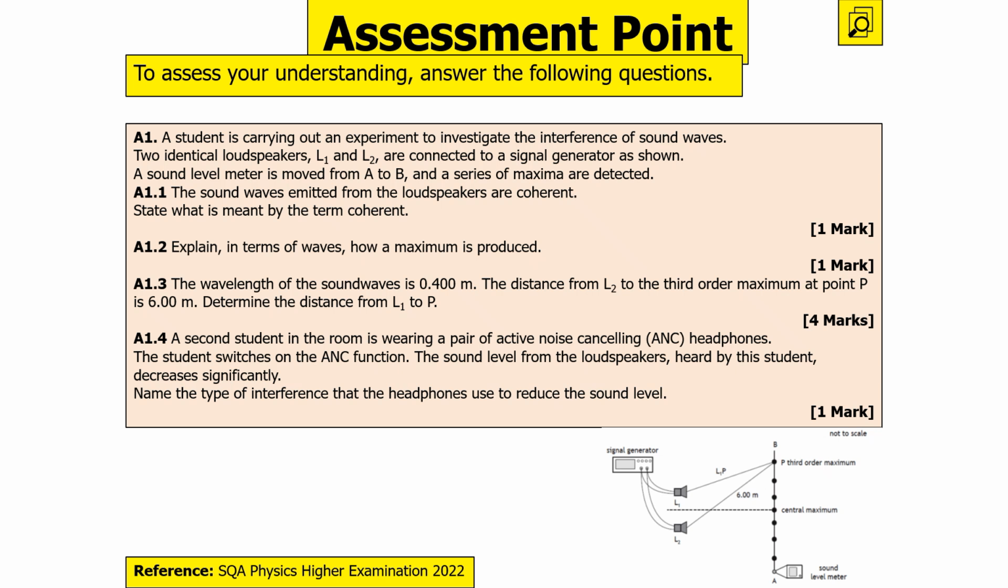Then the wavelength of the sound wave is 0.400 meters. The distance from L2 to the third order maximum at point P is 6 meters. Determine the distance from L1 to P. Then a second student in the room is wearing a pair of active noise cancelling headphones. The student switches on the ANC function. The sound level from the loudspeakers heard by the student decreases significantly. Name the type of interference that the headphones use to reduce the sound level. So pause the video now and then unpause the video when you want to go through your answer.